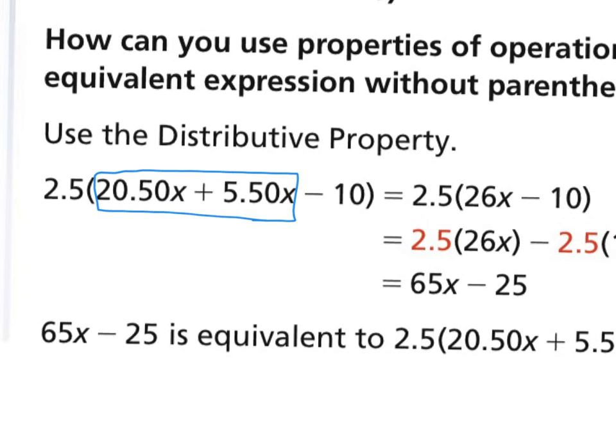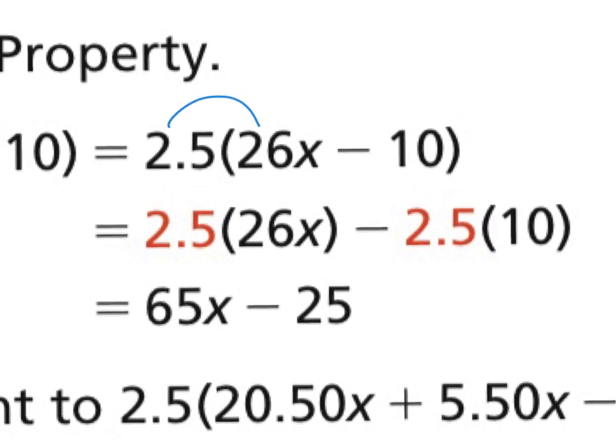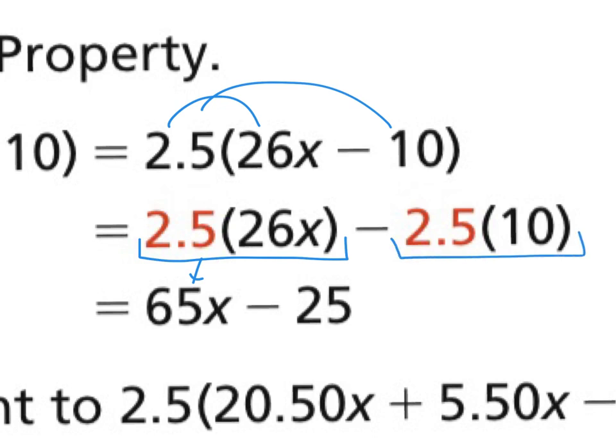So 20.50x plus 5.50x, if you add those together, that would be 26.00, which is the same as 26x. So that gets us to this point, and then from there we can go ahead and distribute. So 2.5 times 26x minus 2.5 times 10. So 2.5 times 26x, if you work that out, you should get 65, minus 2.5 times 10 would be 25. And at that point, there's no like terms and there's no parentheses, so this would be our simplified answer.